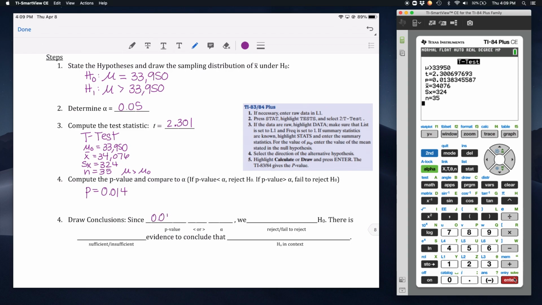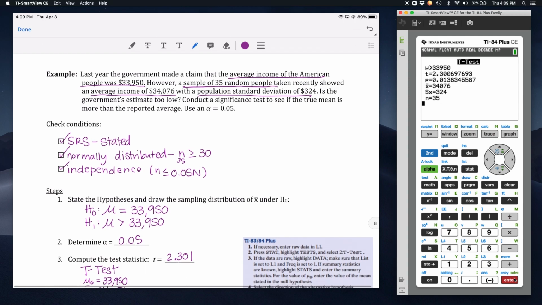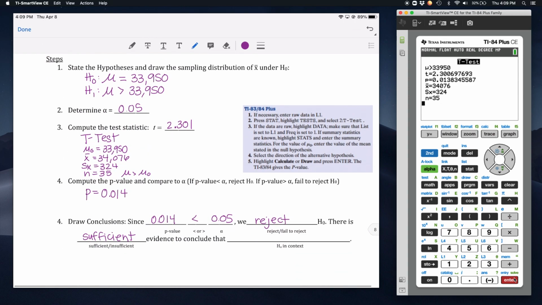So since 0.014 is less than 0.05, which is our alpha, we reject the null, and there is sufficient evidence to conclude that the government's estimate of 33,950 for average income is too low.